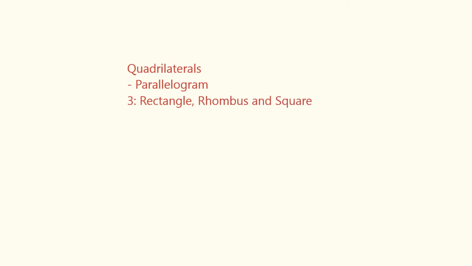Okay, so if you will recall, we started our unit on quadrilaterals. And then within the quadrilaterals, we went to the parallelogram. You don't have to write this down. And now where we're going to go from here is into three specific types of parallelograms. They are the rectangle, rhombus, and square.